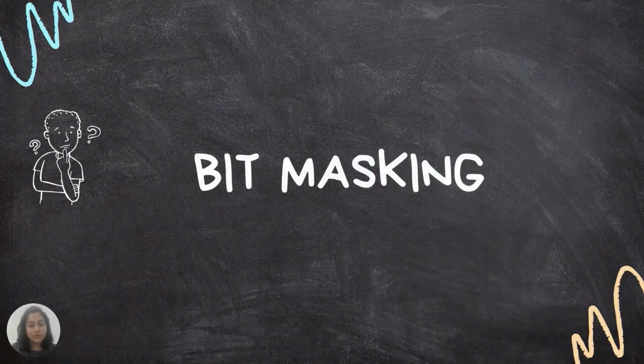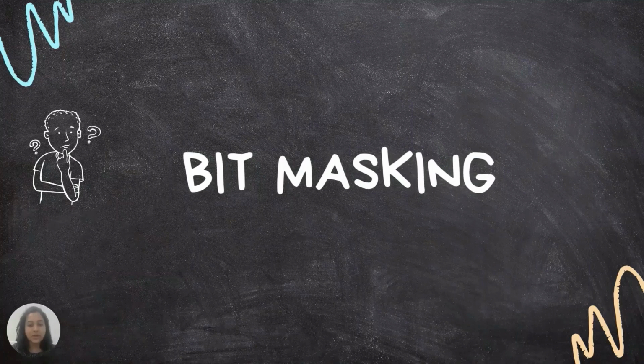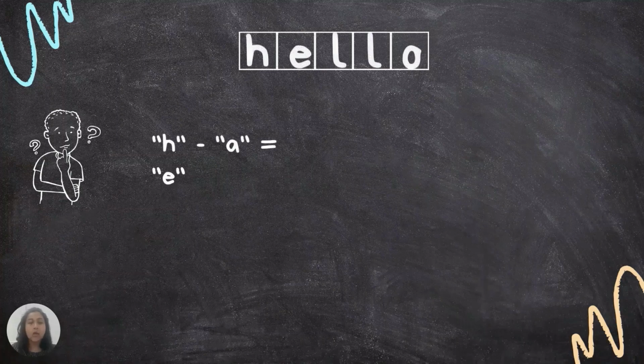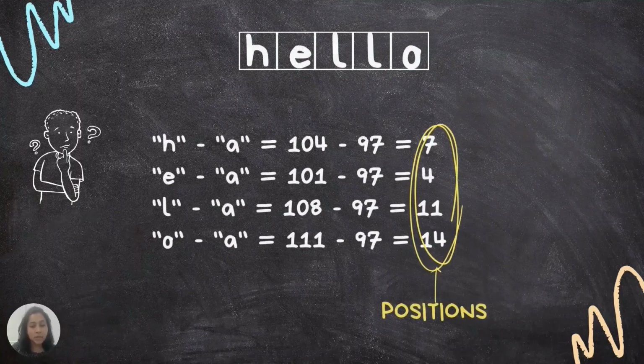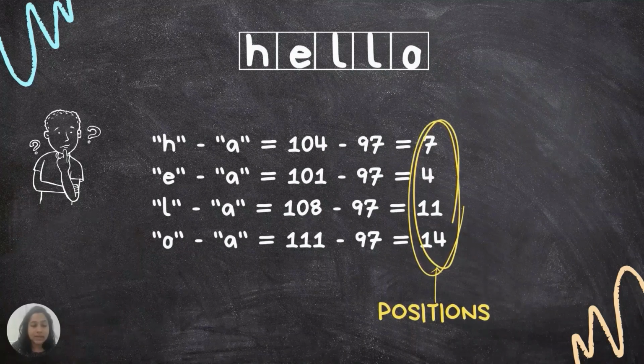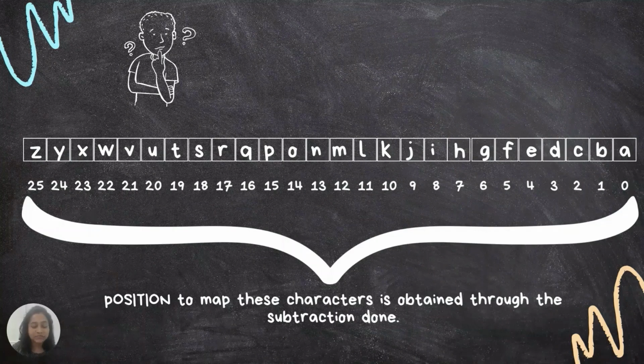The next approach to solve this problem is using bit masking. But before diving into it, let me remind you how to find the position of the character in the input string relative to the character A in the ASCII table. The ASCII value of H is 104. We have subtracted the ASCII value of A from 104. Similarly, I have demonstrated for the other characters. These positions will help us to map the characters. See here, all the positions corresponding to the characters are typed.